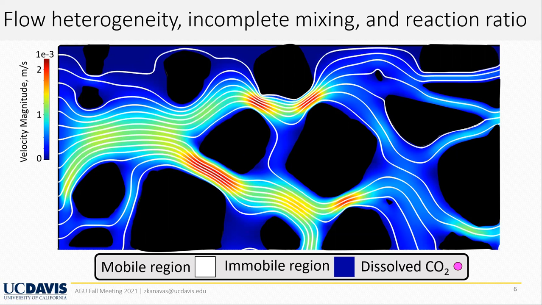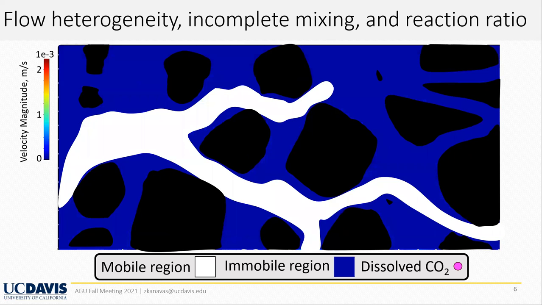Here, we have zoomed into the pore scale of a 2D velocity field. Once the flow field is determined, we can find the streamlines shown in white that show the direction a particle will travel. Flow heterogeneity can also be conceptualized as a division of the flow field into mobile and immobile flow regions, shown in white and blue respectively.